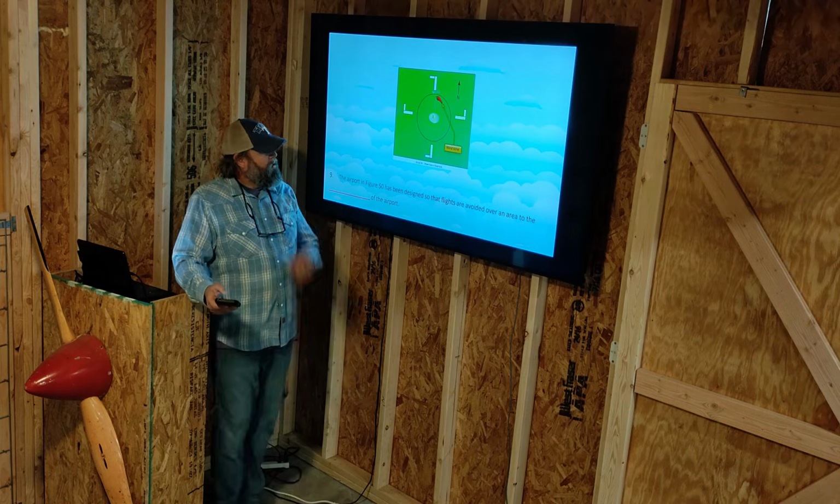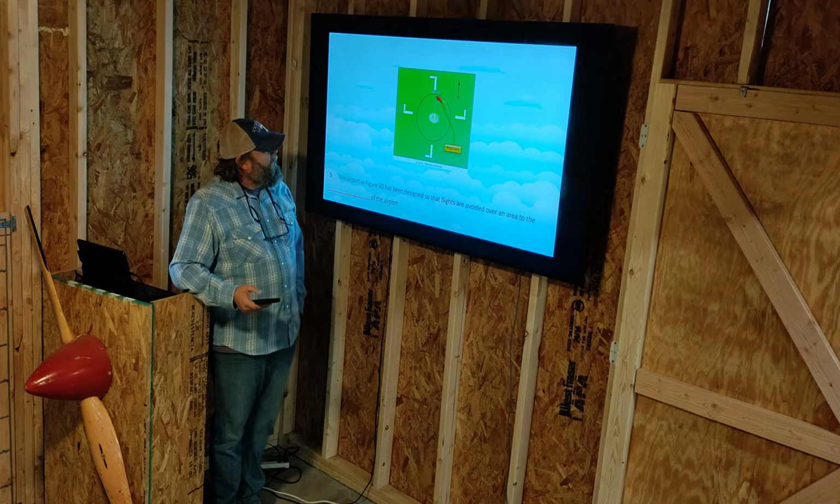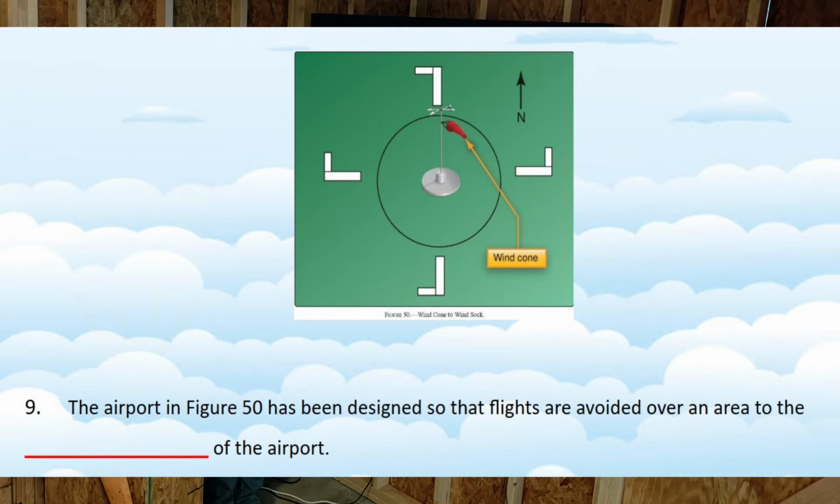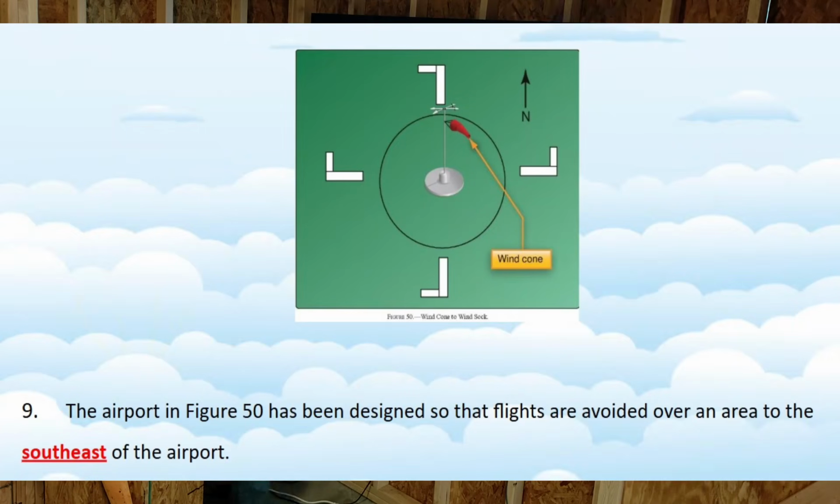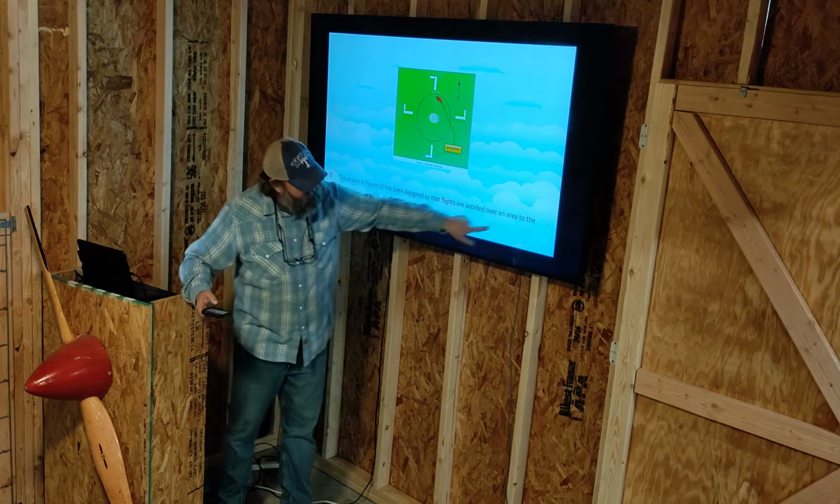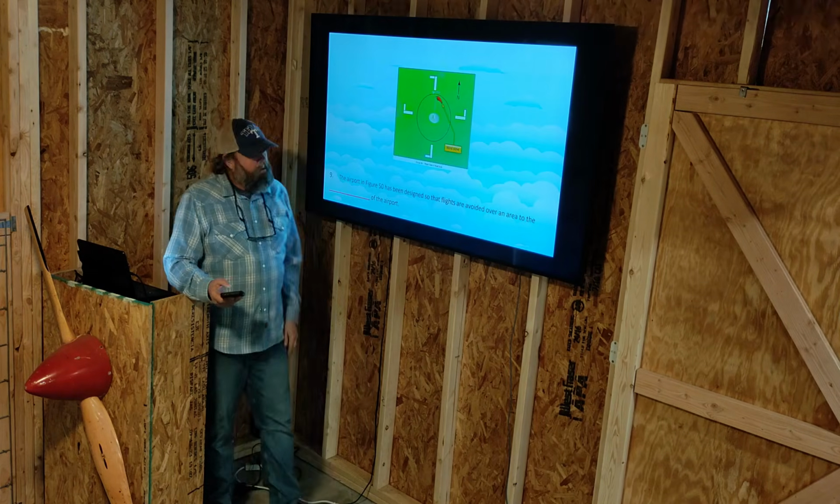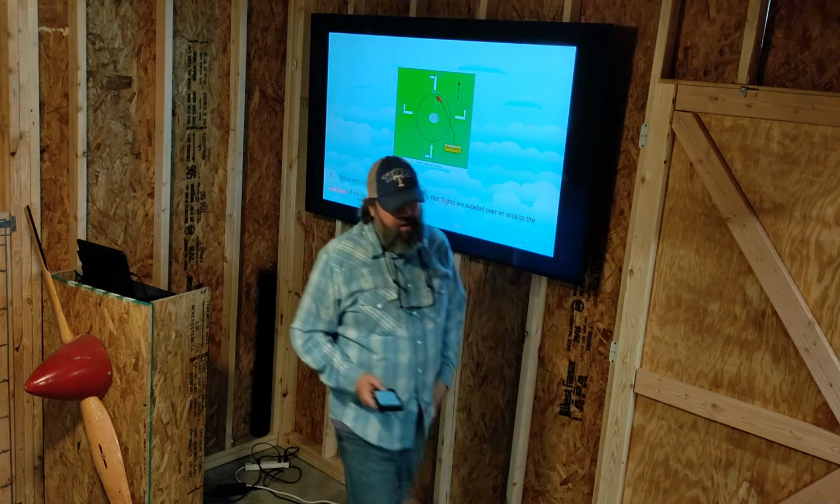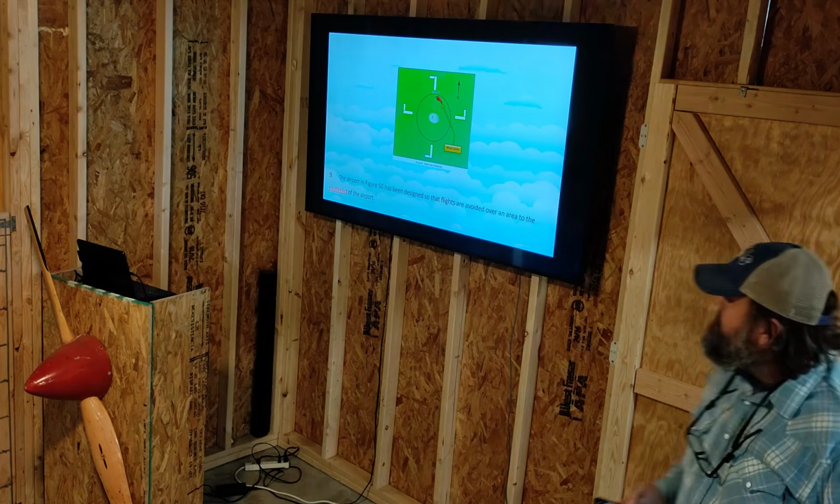90 and 360 left, 180 and 270 right. All right, the airport, same figure, has been designed so that flights are avoided over an area to the blank of the airport. Which part of the airport are they wanting you to avoid? The southeast. Yep, that would be this area right here. Notice all the patterns have you going away from something right here. Southeast, over an area to the southeast of the airport.